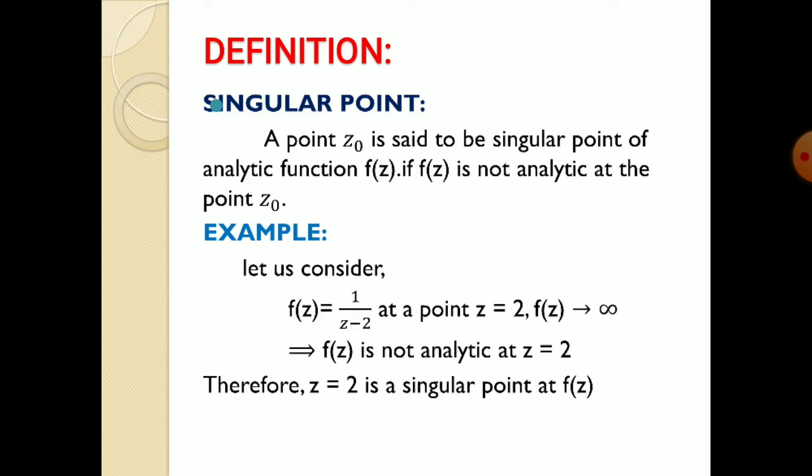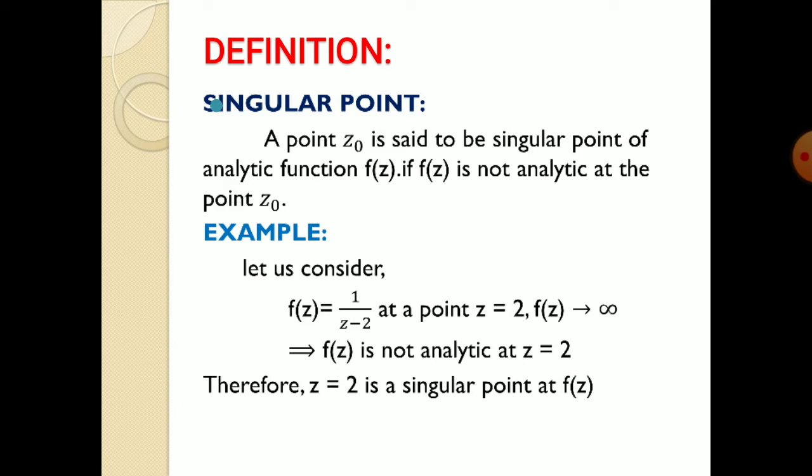A point z0 is said to be a singular point of an analytic function f of z if f of z is not analytic at the point z0, which means the function f of z will not be analytic when you apply the value z0 in the function f of z. Then only we can say that the point z0 is called a singular point.